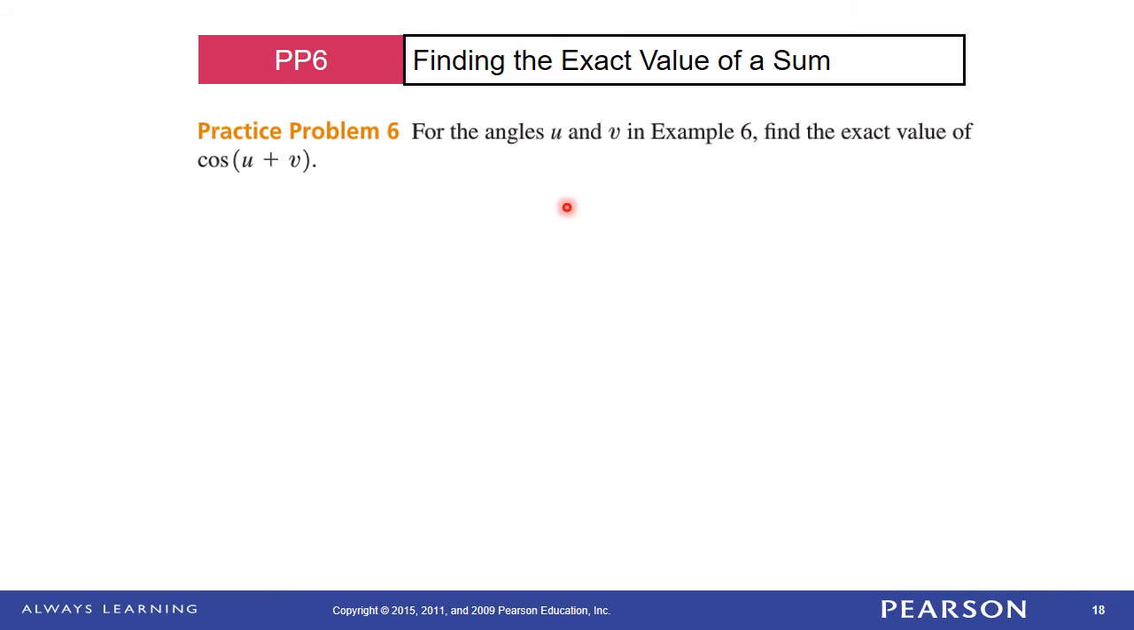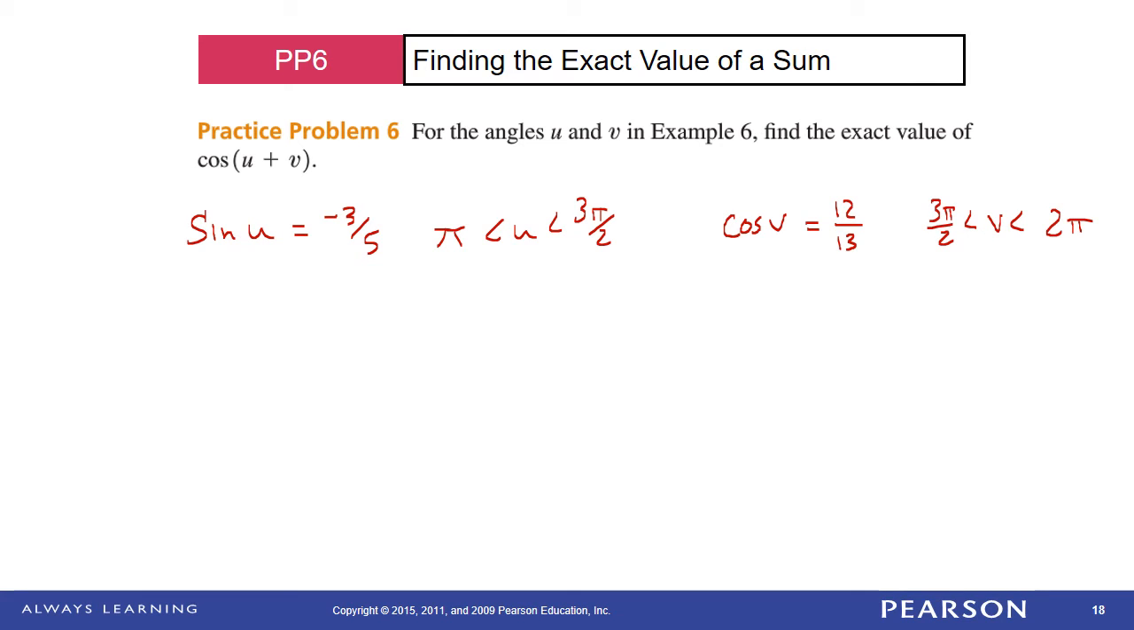All right, our problem here. So the angles u and v in example 6. Can you find cosine of u plus v? Well, let's go back just a little bit here. Don't forget from the previous section, sine of u is -3/5. That was where the angle was. Cosine of v was 12/13, and that's where the angle was for cosine. In this case, this was quadrant 3, quadrant 4.